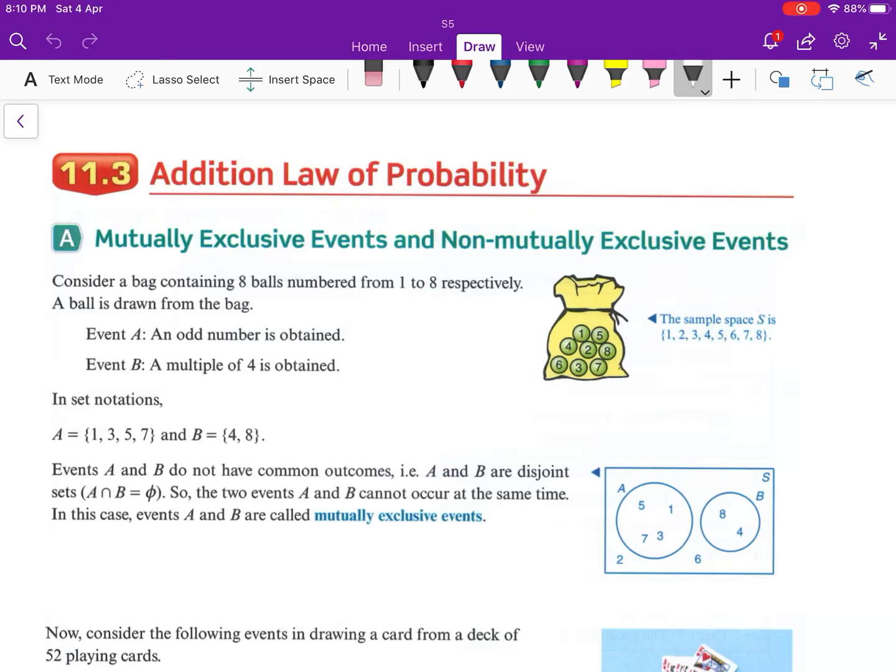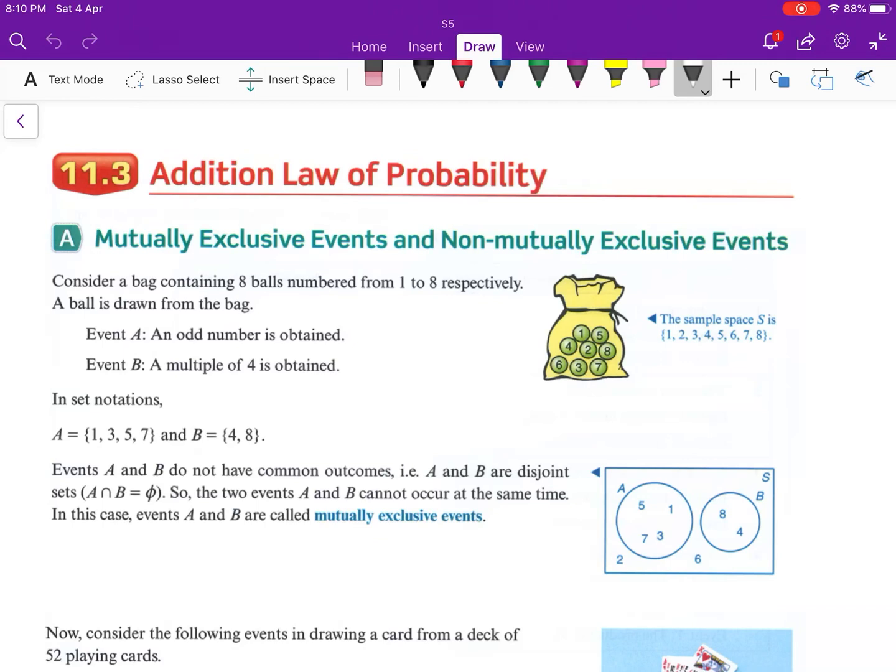Student, welcome back. Today we will start 11.3, the addition law of probability. You may think that we have learned the addition law in permutation and combination, chapter 10, right? Yes, they have some relationship. So let's start with section A first.